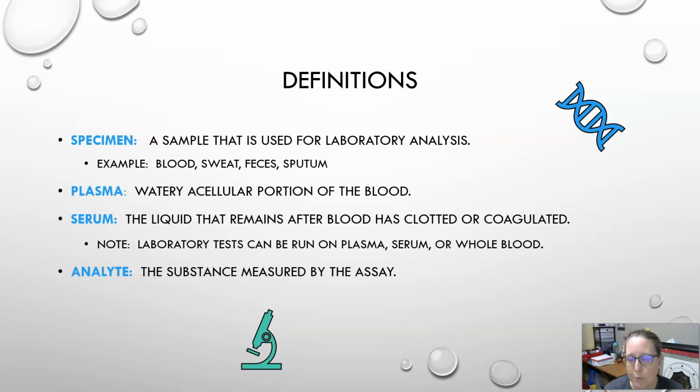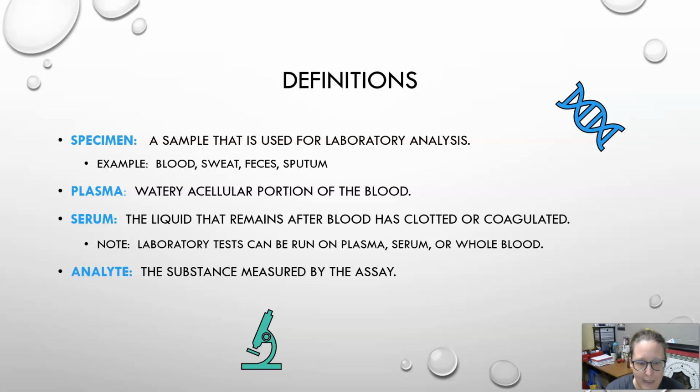Some tests will have specific requirements. One of the advantages of plasma, and why the lab uses a lot of plasma for a lot of the chemistry tests, is because it's anticoagulated, you can centrifuge it right away and you do not have to wait for the clotting process to happen. And so sometimes they're a little faster to process. But obviously you want to test the proper specimen for the type of test that you need.